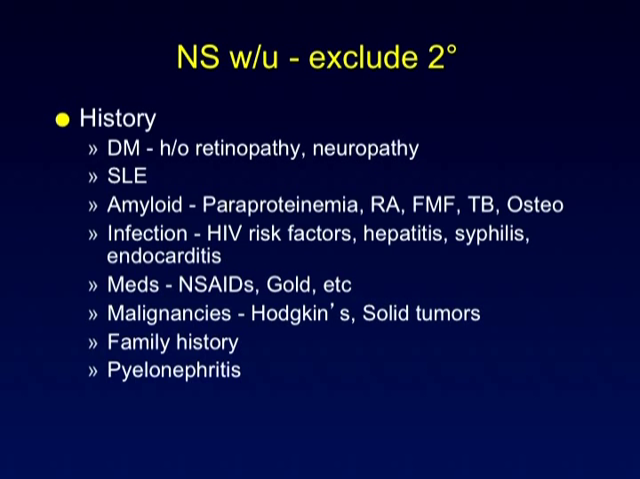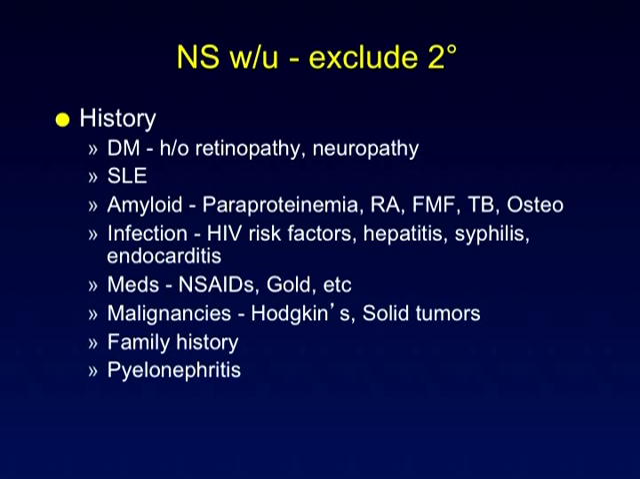These are the clues. For diabetes, you look in the eyes for retinopathy, or you might be presented a case where somebody has background changes, and look for neuropathy. Look for clinical abnormalities suggestive of lupus, such as joint aches and pains and a rash. In amyloid patients, you look for paraproteinemia, so if they have Bence Jones proteinuria. Infection: you look for HIV risk factors, you look for hepatitis serologically, syphilis clinically or serologically, endocarditis, whether there's something in the history suggestive of it, or a cardiac ultrasound that suggests endocarditis.